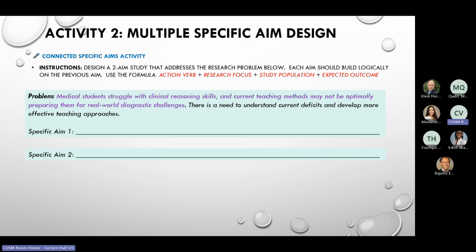We can even go a step further and write a third specific aim. How do we know that these new strategies are effective? Well, we can write a new specific aim: measure the effectiveness of these improved clinical reasoning teaching strategies. Measure the effectiveness could be our operating action verbs there.